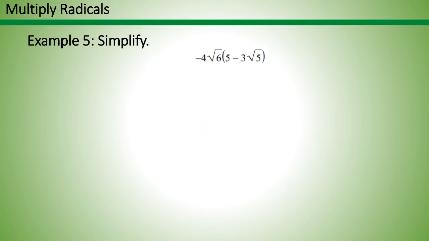Okay, here's another example, basically the same thing. We're going to distribute that, so distribute there and distribute there. This time we have a 6 on the inside and a 5 on the inside of the radical, and then this -4 and this 3 are on the outside. When I multiply these two terms together, I have -4 and 5 both on the outside of the radical, so that's going to be -20.